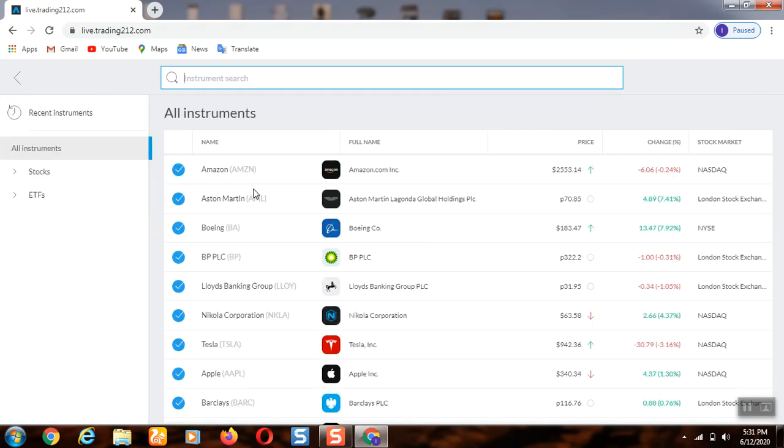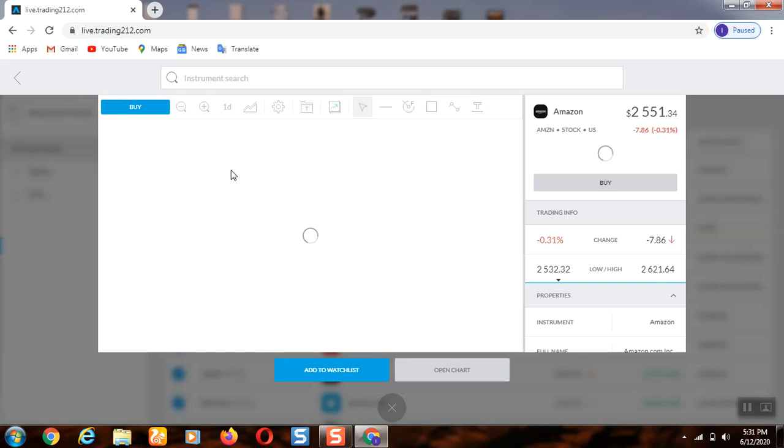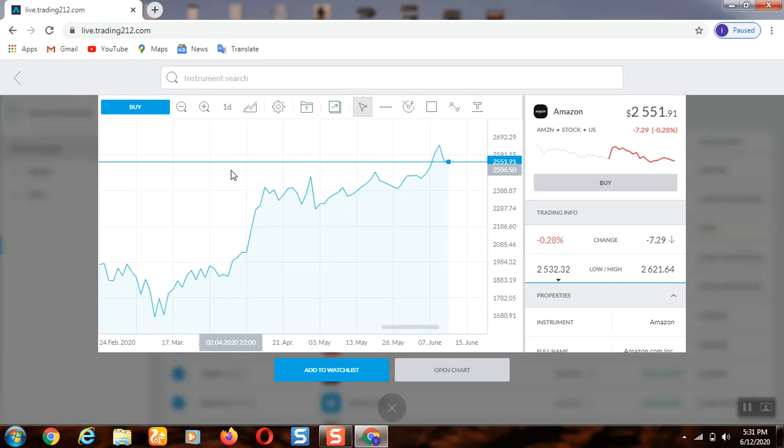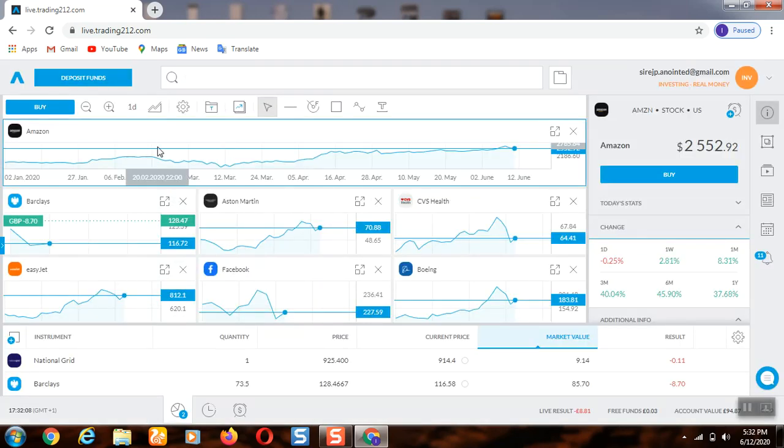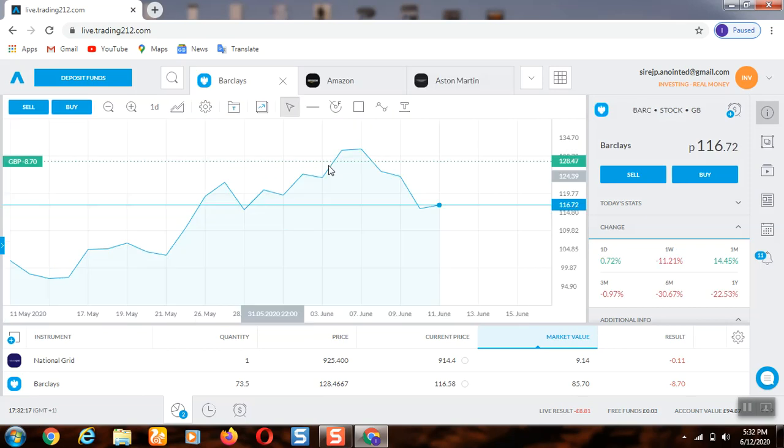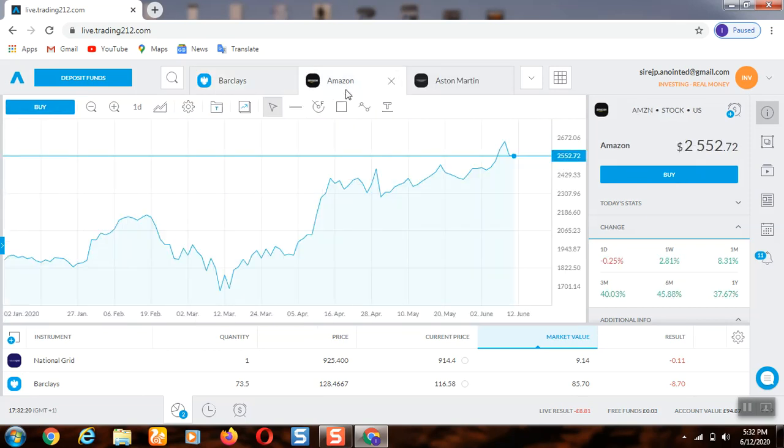This thing is being so slow. Let me say I want to view Amazon. You click here, Amazon will come up. Now you're only viewing it at the temporary stage, but if you want it to be constantly on your desktop when you open it, you just click here, open chart. It now goes into the remaining ones. See Amazon. It's now part of the windows you can view. So you can now view Barclays and Amazon separately.